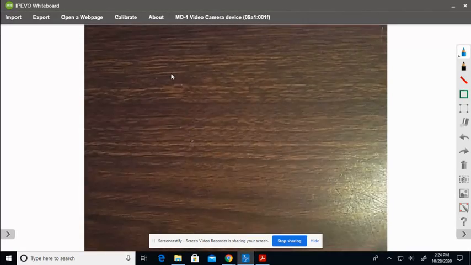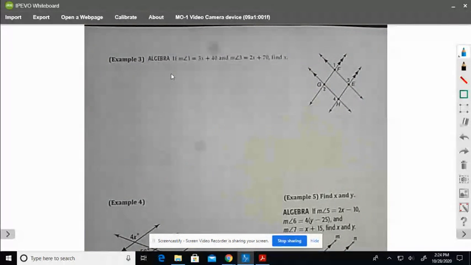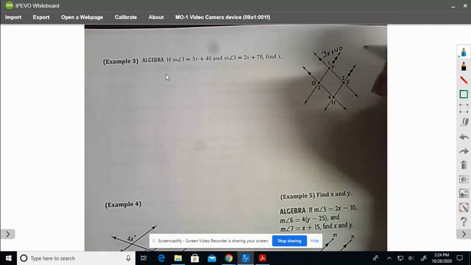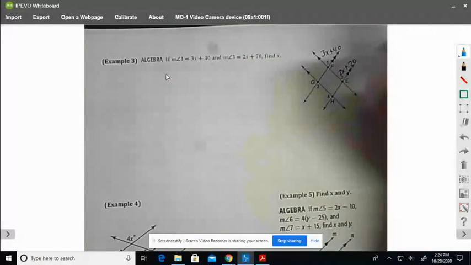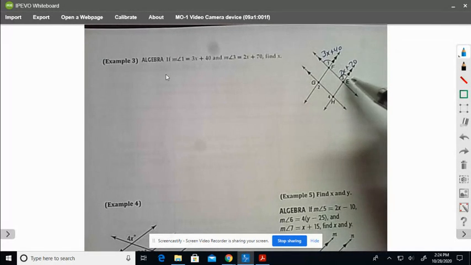Okay. Moving on to a little tougher, we have some problems where we actually have to use algebra in order to solve. So angle 1 is 3x plus 40. Angle 3 is 2x plus 70. Now what relationship do they share? Those are corresponding angles, okay?